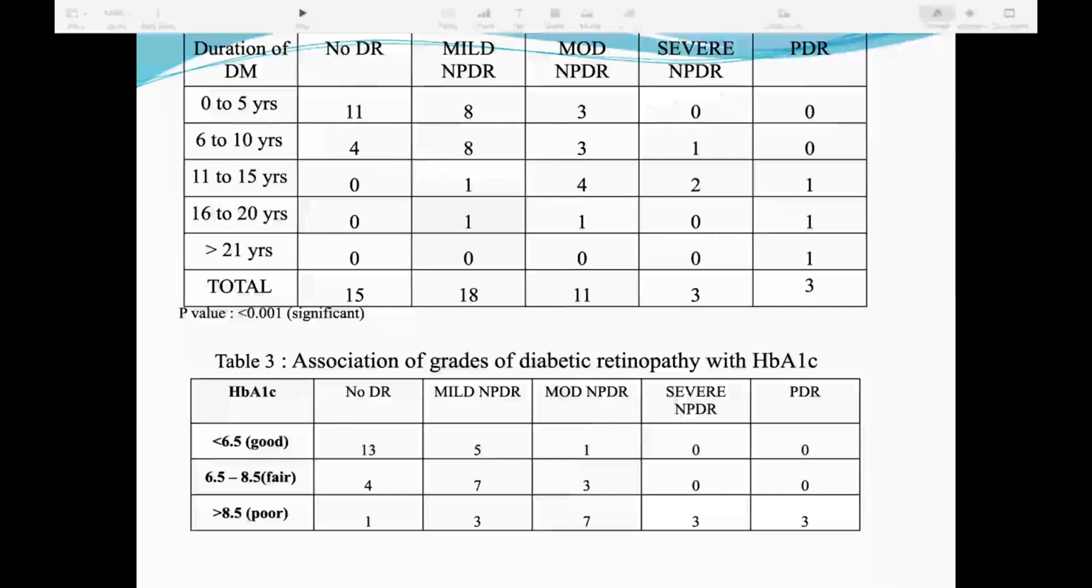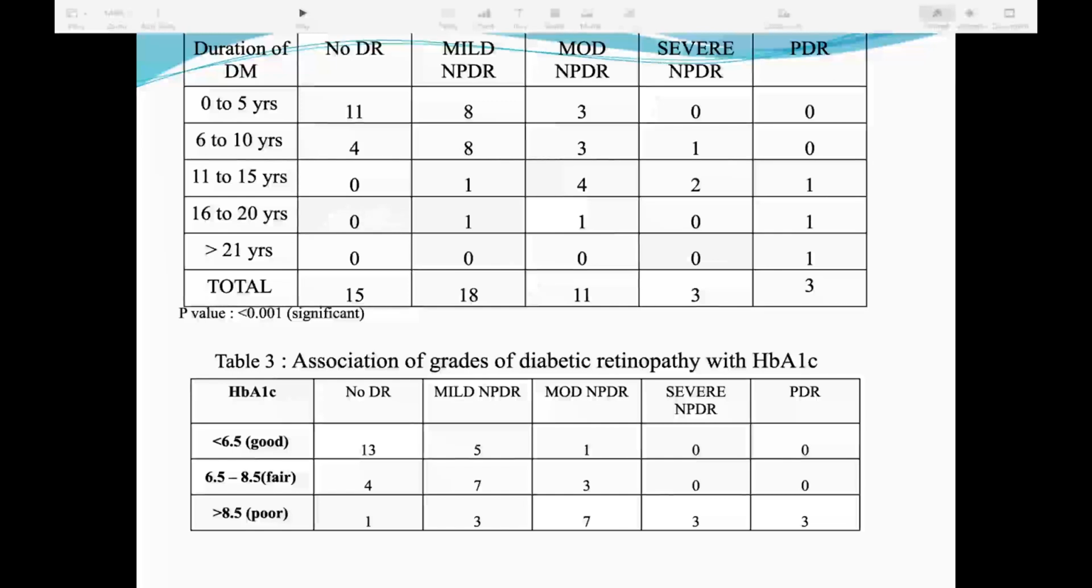0 PDR. 11 to 15 years: 0 no diabetic retinopathy, 1 with mild NPDR, 4 with moderate non-proliferative diabetic retinopathy, 0 severe NPDR, and 1 PDR. In 16 to 20 years, 0 with no NPDR, no PDR, 1 with mild NPDR, 1 with moderate NPDR, 0 severe NPDR, and 1 PDR. More than 21 years: 0 no diabetic retinopathy, 0 mild NPDR, 0 moderate NPDR, 0 severe NPDR, and 1 PDR.